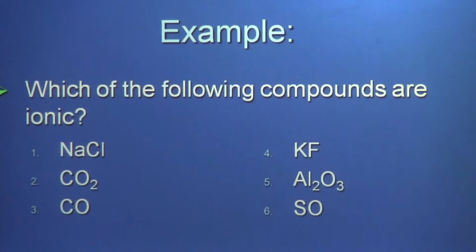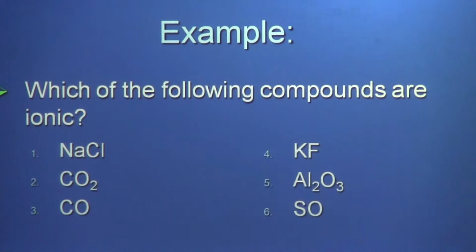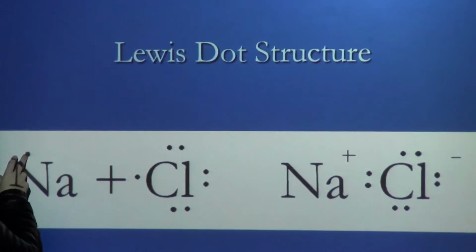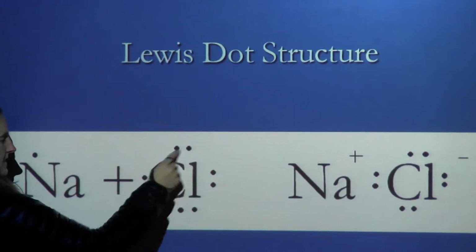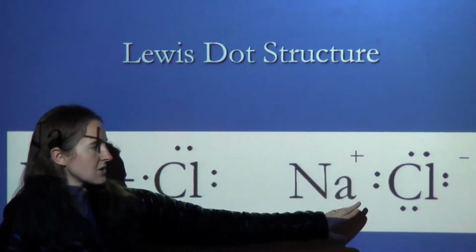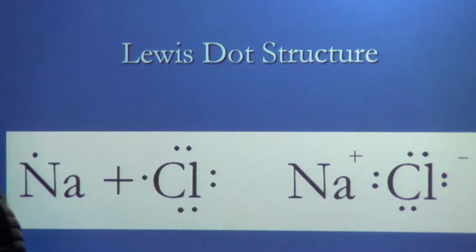We'll do that. Okay, so 1, 4, and 5. You're looking at metal, non-metal, cation, anion combining together. Positives and negatives evening each other out, filling those energy levels. If you look at it from a Lewis dot structure standpoint, sodium has 1 valence electron, chlorine has 7 valence electrons. Sodium's going to give that 1 valence electron to chlorine. Sodium ends up with a positive charge, chlorine ends up with a negative charge.